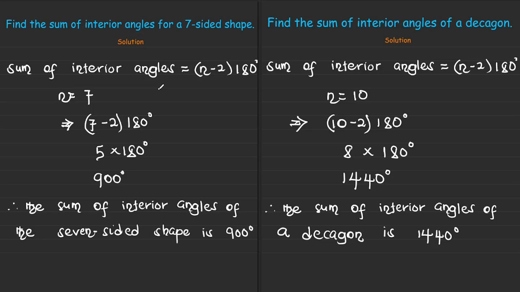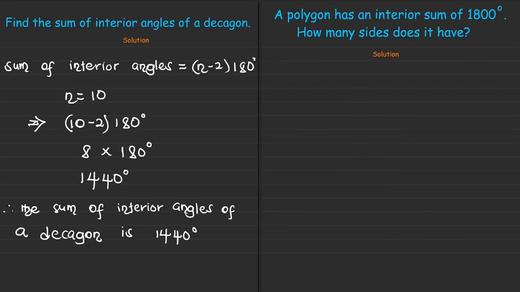Now it is important you take note that since you now understand and know how to find the sum of interior angles, the questions can be twisted such that you'll be given the sum and then you'll be asked to find the number of sides of that polygon whose sum you've been given. So with that, let's look at how we solve such questions in this next example.